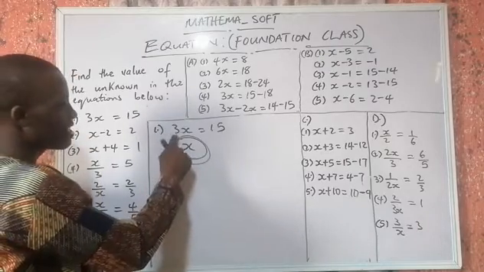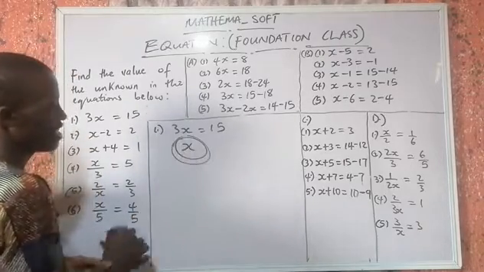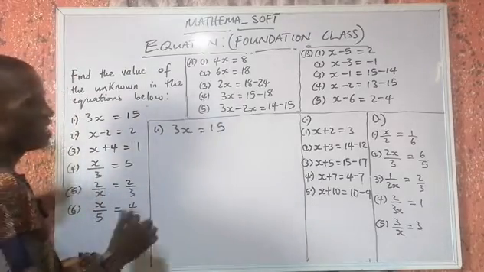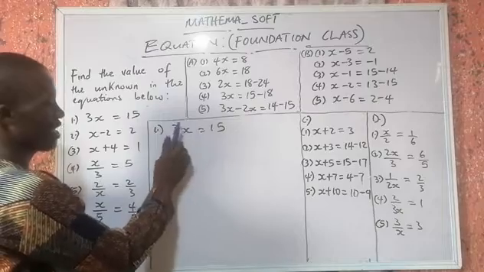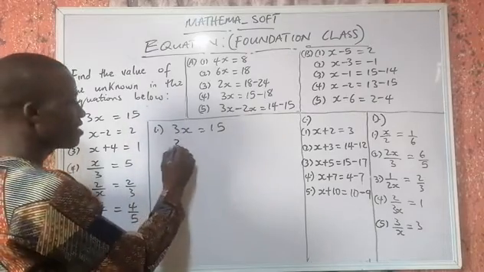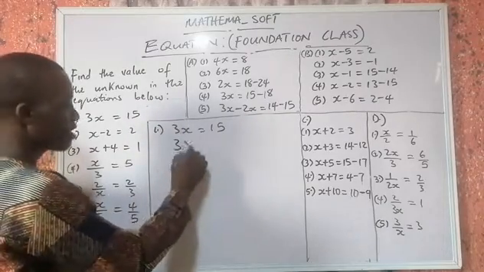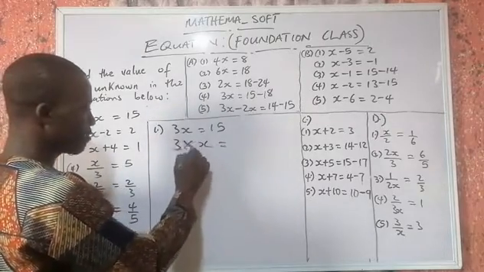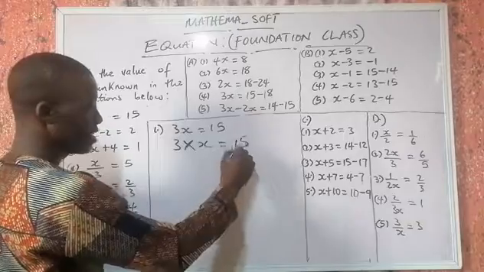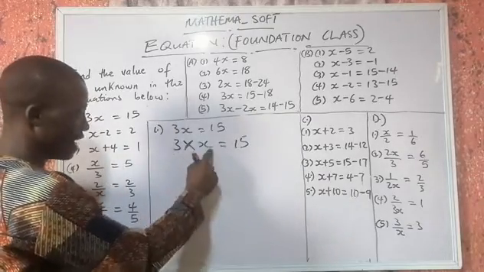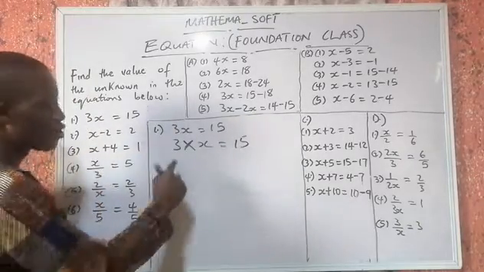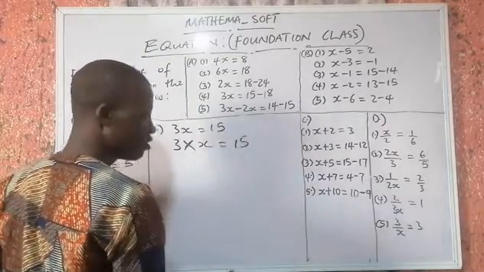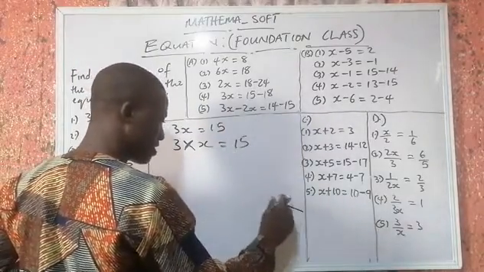But the only thing that makes this x not to be alone here is the 3 there. So our target is to remove these 3 away from this x. To separate these 3 and x, we have to realize that the sign between 3 and x is the multiplication sign, because it is only 3 times x that will give you 3x. So the sign between them is multiplication.